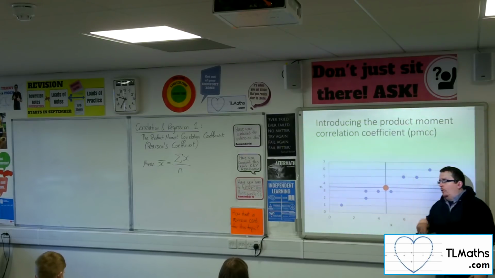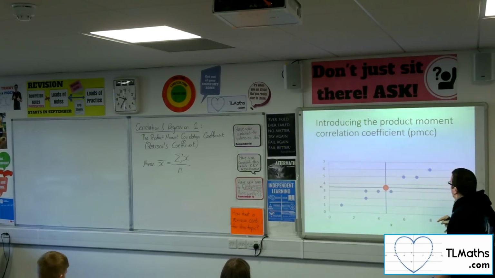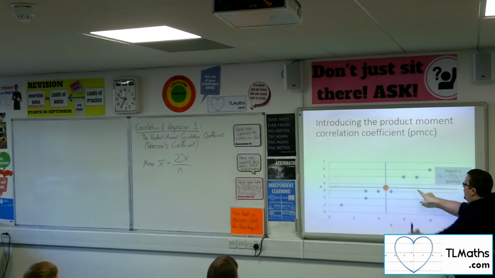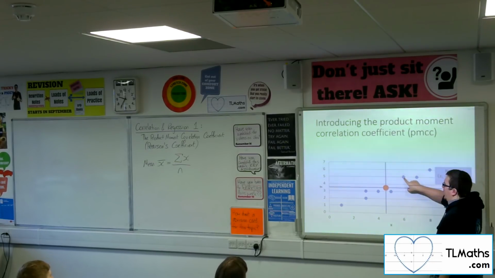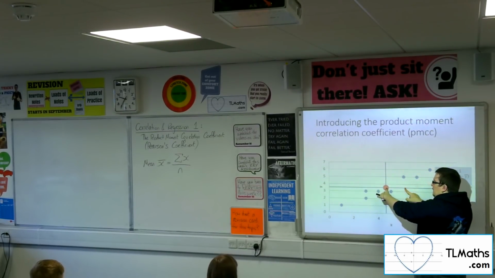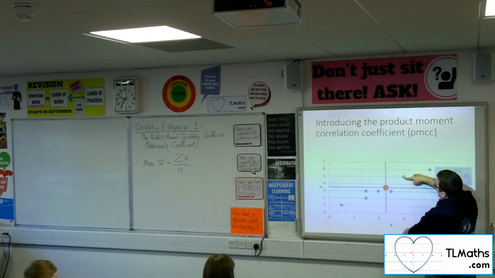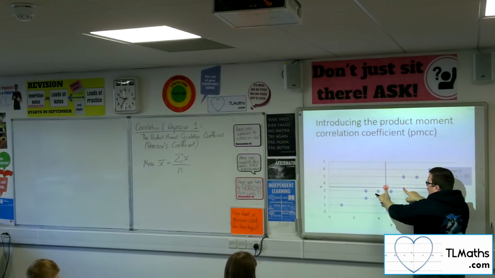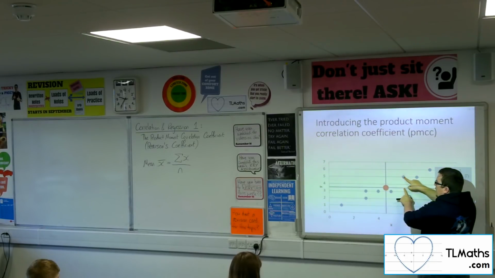Now, I'm going to multiply those two figures together. So what I'm going to do is find the horizontal distance. So this has an x value, and I'm going to take away the x value of the mean. And I've got a y value, I'm going to take away the y value of the mean. Now this would be a positive value multiplied by a positive value.